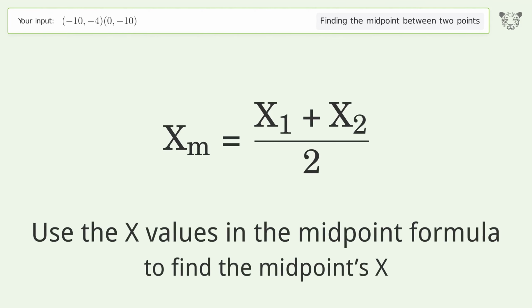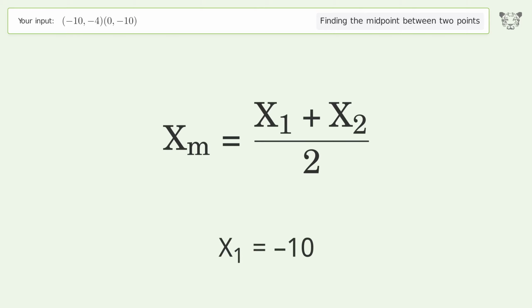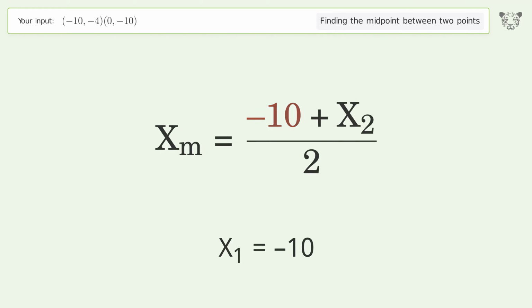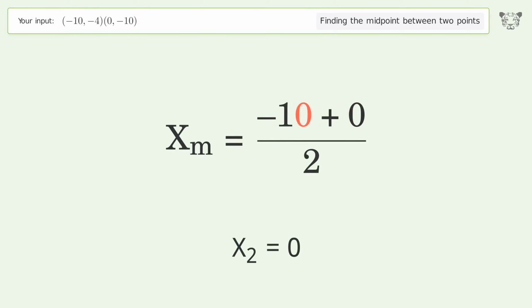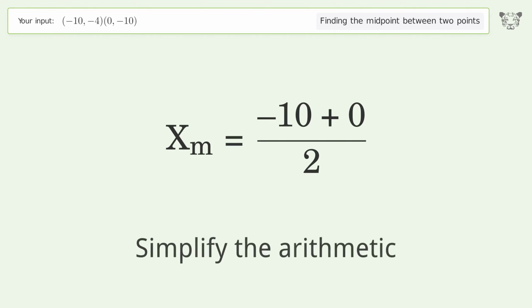Use the x values in the midpoint formula to find the midpoint's x. x1 equals -10. x2 equals 0. Simplify the arithmetic.